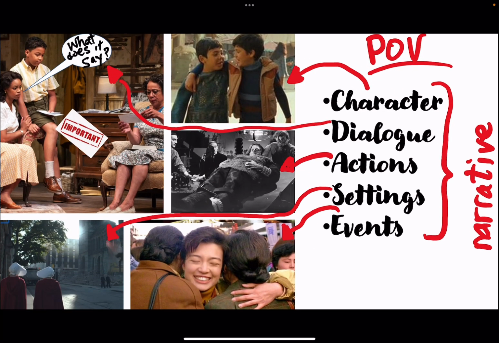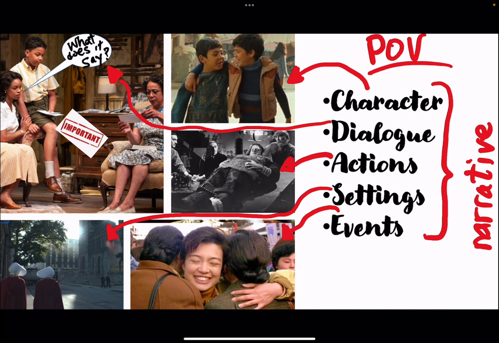Authors take great pride in selecting point of view to present character, dialogue, action, settings, and events. You can look at this illustration and see the narrative point of view for character in Kite Runner, you might recognize some of these titles, or dialogue in Raisin in the Sun, or the action in Frankenstein, even the setting in Handmaid's Tale, and the events in Joy Luck Club.